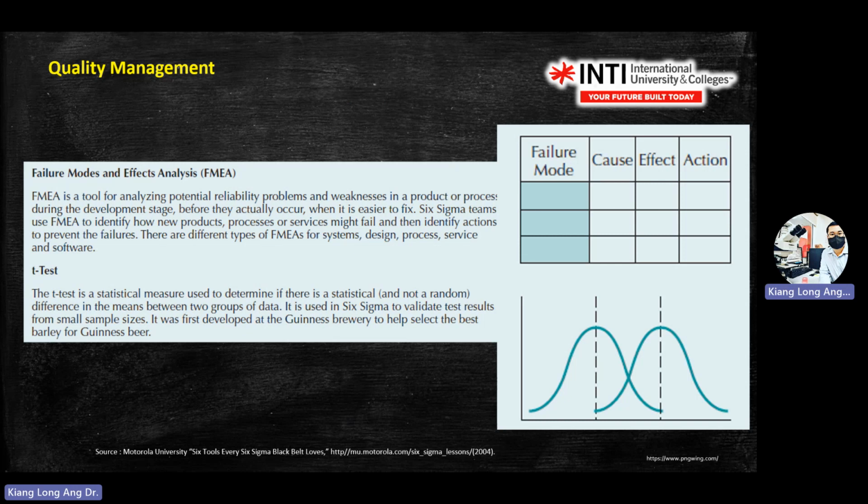T-test is a sample test. How many samples do you need to take in production, in quality? You want to measure the quality, how many samples do you need to pick? So it's called T-test. I don't cover this one in this module because there are too many things to learn already. There's a specific chapter to do sample tests: 1 sample, 2 sample, 3 sample tests, and so on.